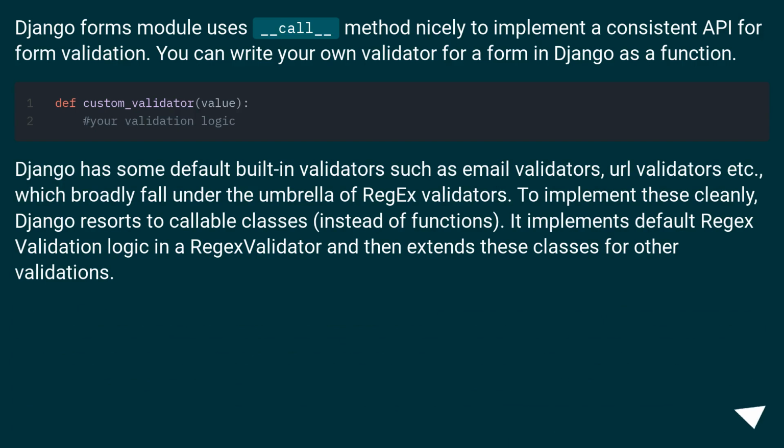The Django Forms module uses the __call__ method nicely to implement a consistent API for form validation. You can write your own validator for a form in Django as a function. Django has some default built-in validators such as email validators, URL validators, etc., which broadly fall under the umbrella of regex validators. To implement these cleanly, Django resorts to callable classes instead of functions. It implements default regex validation logic in a regex validator and then extends these classes for other validations.